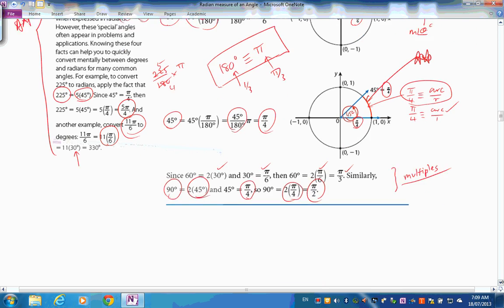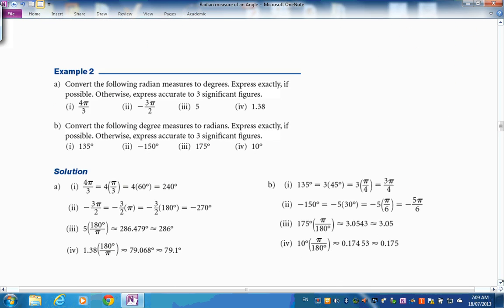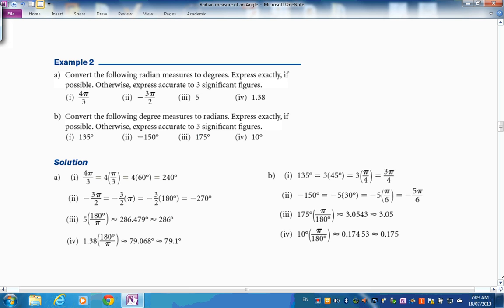Let's come down now, have a look at another example. So here, convert the following radian measures to degrees. But we must be able to interpret both ways. Express exactly if possible, otherwise express accurate to 3 significant figures. So let's look at the first one here. 4 pi on 3 is 4 times pi on 3, 4 lots of 60, 240. Or 4 times 180, pi is 180 over 3, and do it that way. Either way.